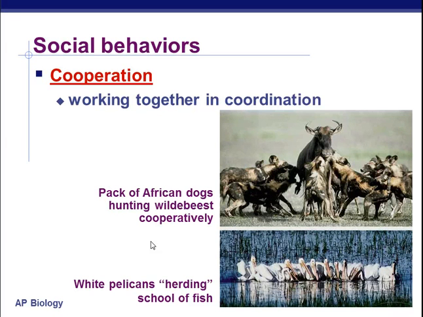Cooperation. So now we're going to the softer side of social behavior. Cooperation is when animals work together in coordination. Hunting is a really great social behavior strategy. So you see this pack of African dogs, and individually they could not attack this wildebeest, but if they work together, they can hunt and actually take down this wildebeest. Same goes for these white pelicans. They work together to herd a school of fish. So cooperation is a huge benefit for hunters.